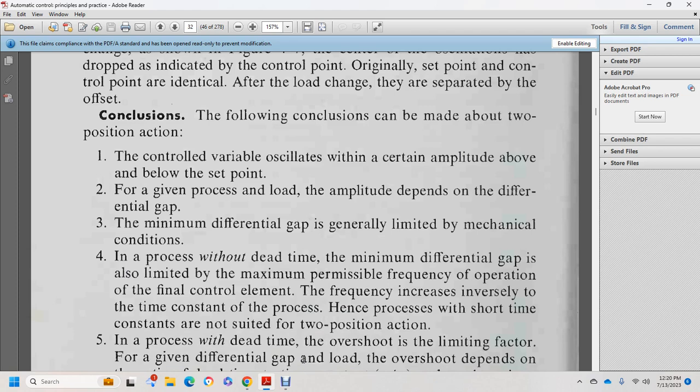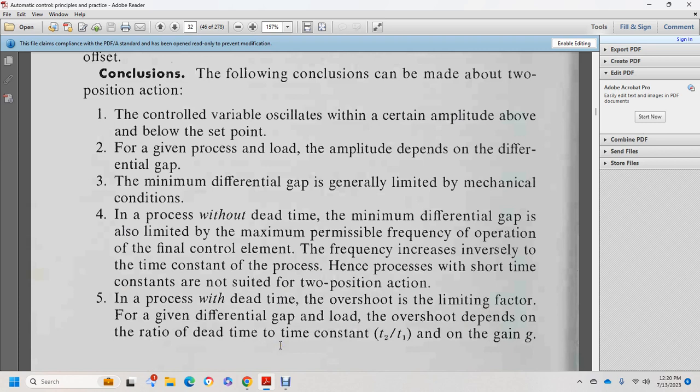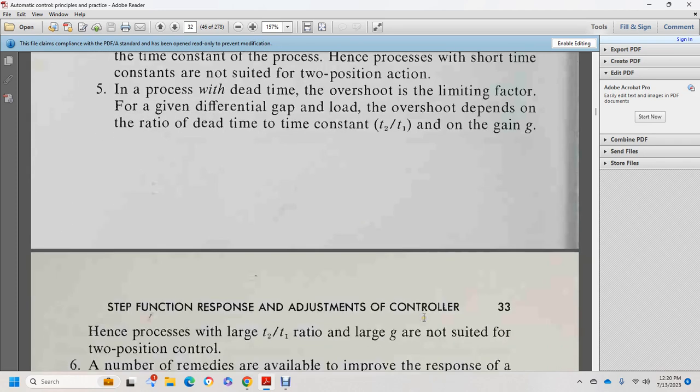Time comes to the process with a short time constant, not suited to two position action, and a process with dead time, where overshoot is the limiting factor with the differential gap. The overshoot is dependent on the ratio of the dead time to the time constant, dead time over time constant, and on the gain G. Hence a process with a large dead time over time constant ratio and large gain is not sustained with two position control.